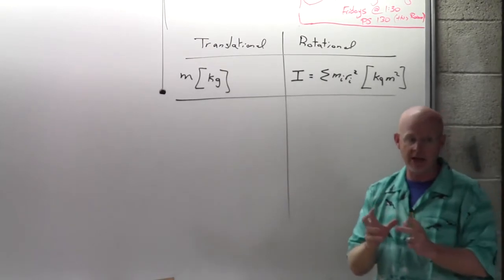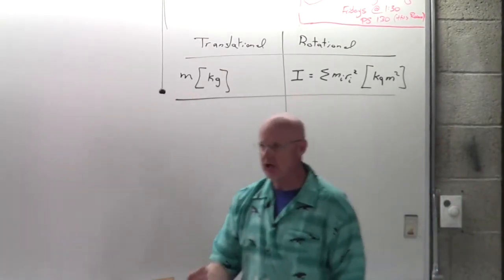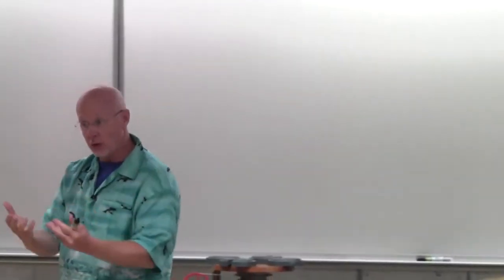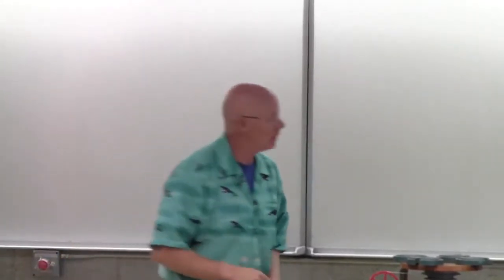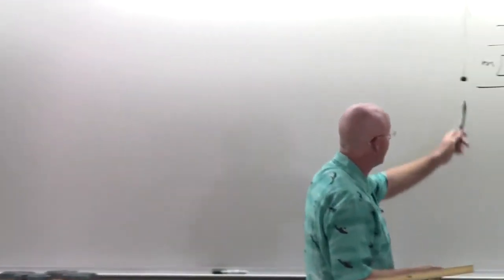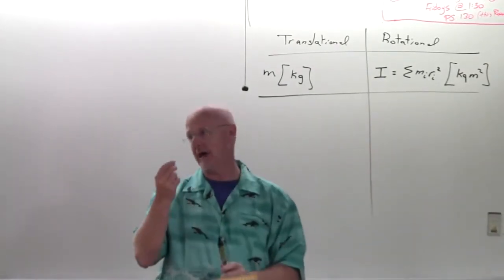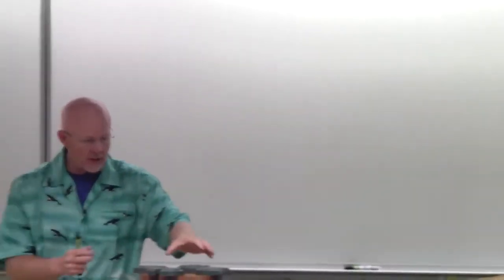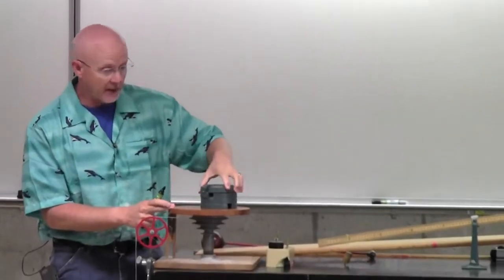That's what I'm trying to illustrate: this number is an indication of how easy or hard it is to get something to rotate. But unlike translational motion, where it has just to do with mass, this has to do with mass and the positioning of that mass, the distribution of that mass. And so that, I hope, illustrates it well.